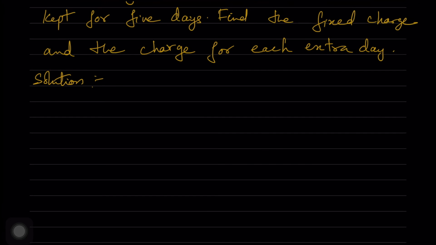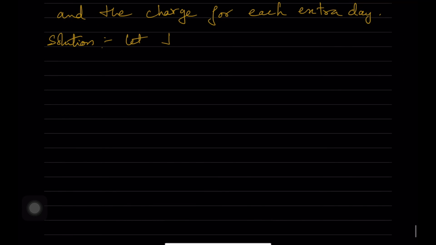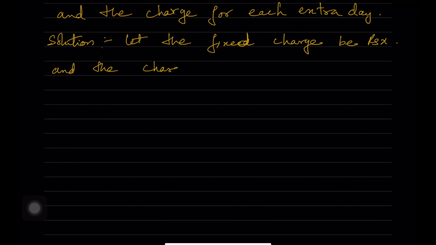Going to the next one. A lending library has a fixed charge for the first 3 days and an additional charge for each day thereafter. Sarita paid 27 rupees for a book kept for 7 days, while Susie paid 21 rupees for the book she kept for 5 days. Find the fixed charge and the charge for each extra day.